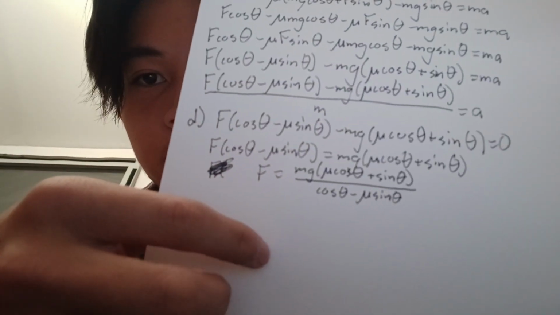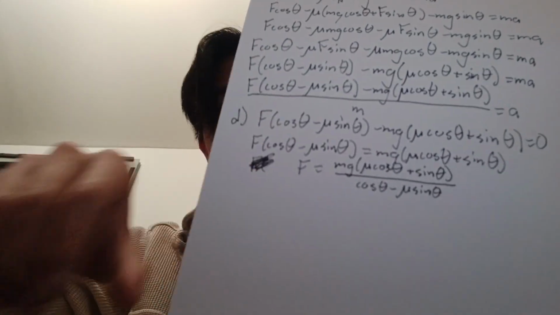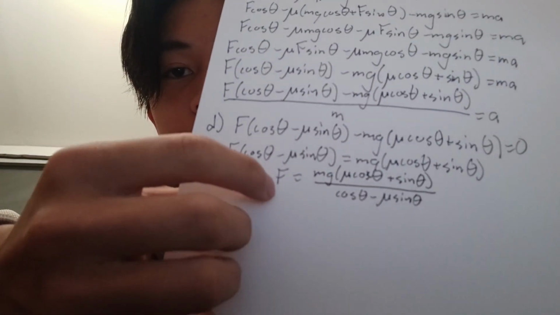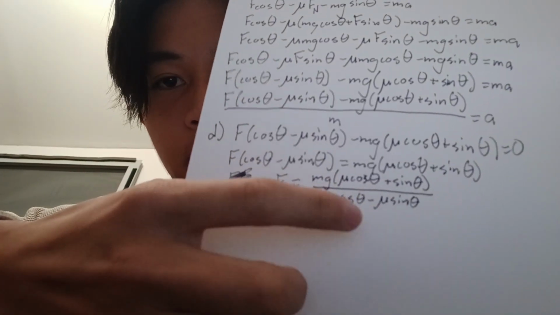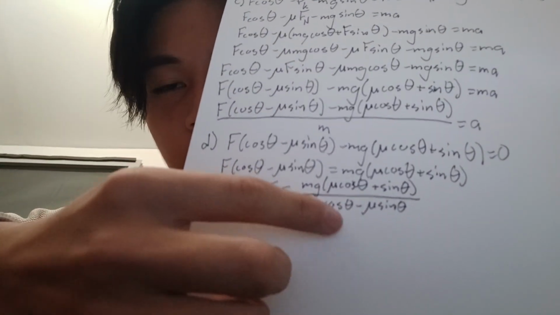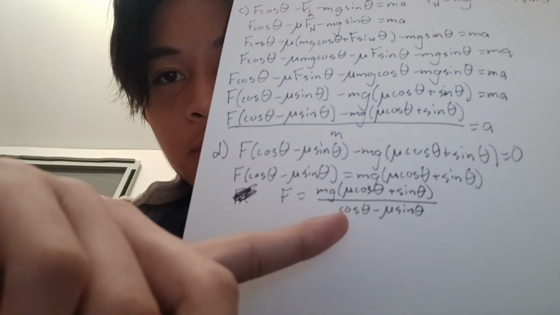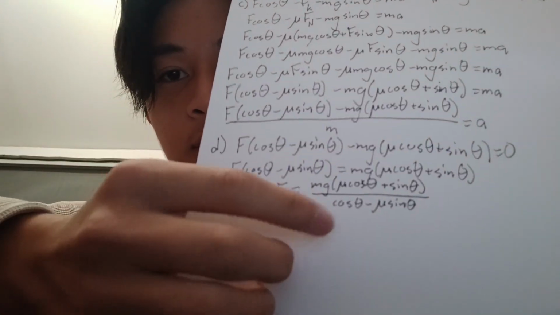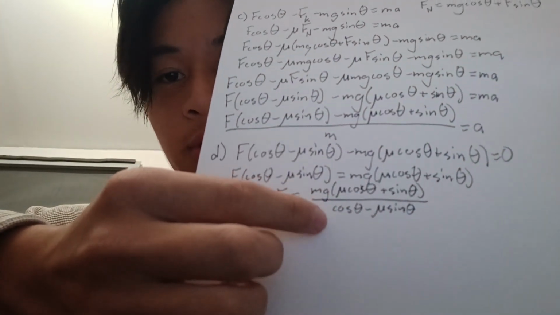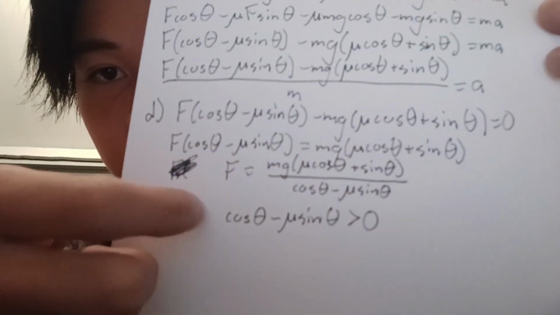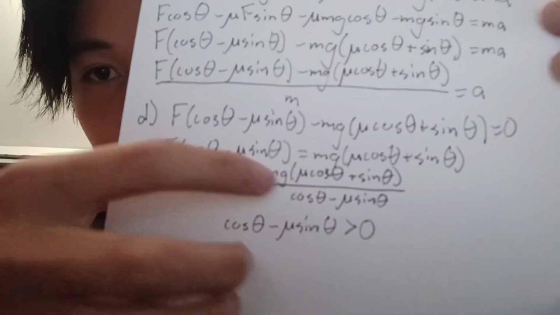And as for the relationship between mu and theta, well, for F to exist, then this has to be greater than 0. Because obviously, if the denominator of a fraction is 0, then it's undefined. It doesn't really exist. So this has to be greater than 0. So we can set this as an inequality. Cosine theta minus mu sine theta must be greater than 0 for F to exist.